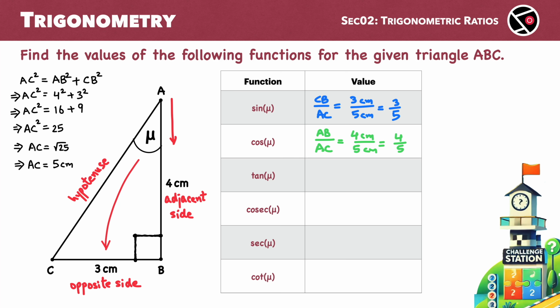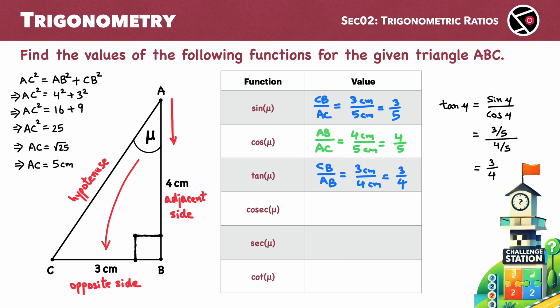Next, tan mu. Tangent is the opposite side divided by the adjacent side. So, tan mu is CB by AB. That equals 3 by 4. You can also calculate tangent as the ratio of sine to cosine. Tan mu is sin mu by cos mu, which equals 3 by 5 divided by 4 by 5. We get 3 by 4, the same as before.